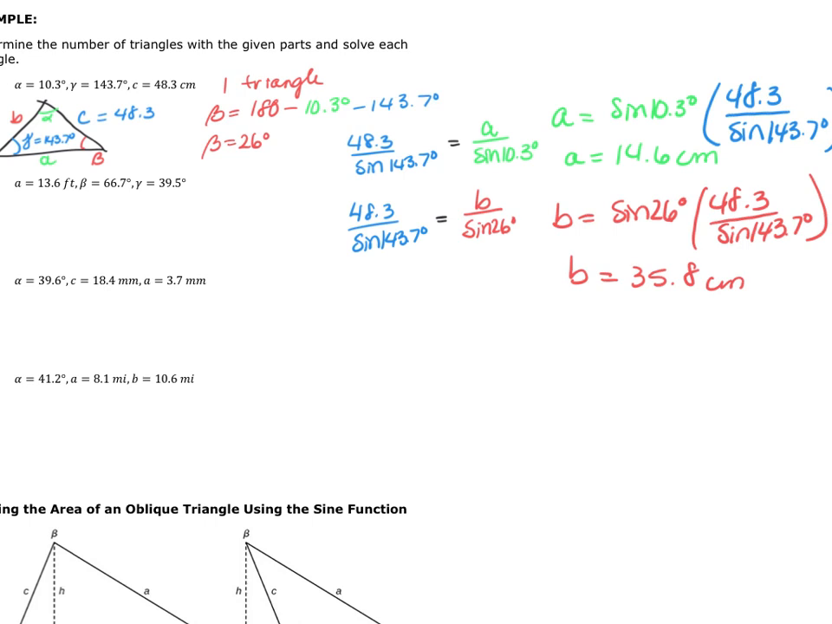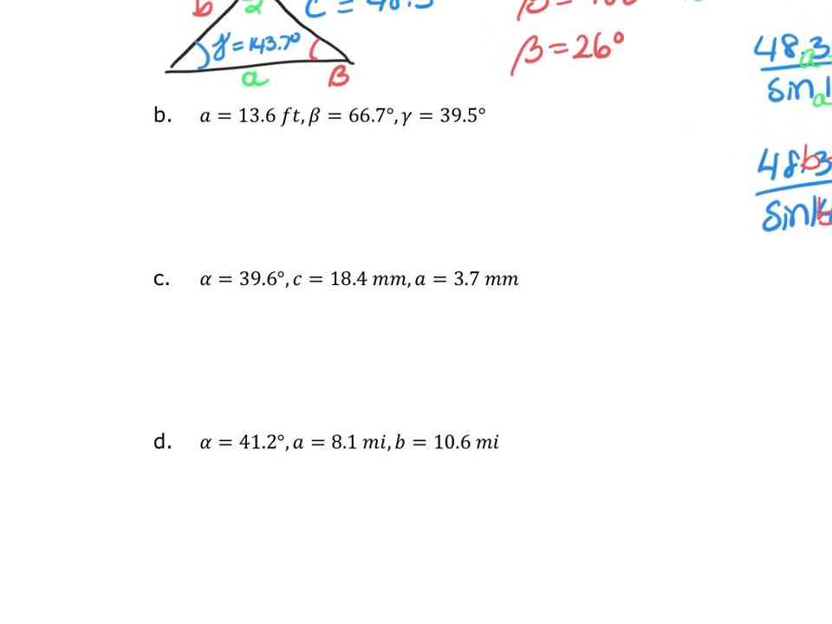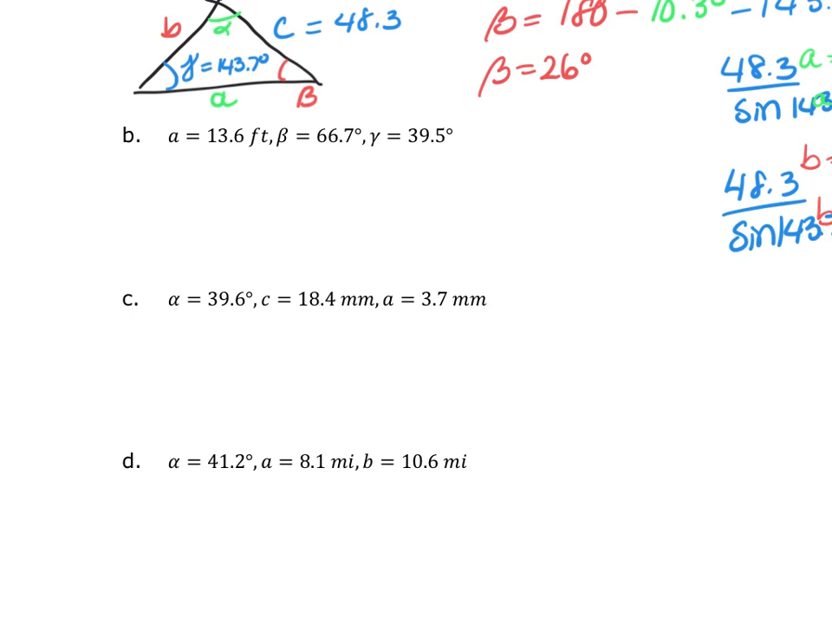So let's take a look at another example. Let's move all of this out of the way and look at this one here. I'm going to look at my a, b, and gamma. Again, this is nice and straightforward, not the ambiguous case, because I have a side, angle, and angle.